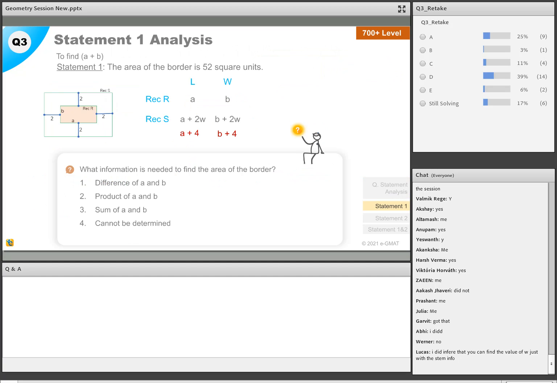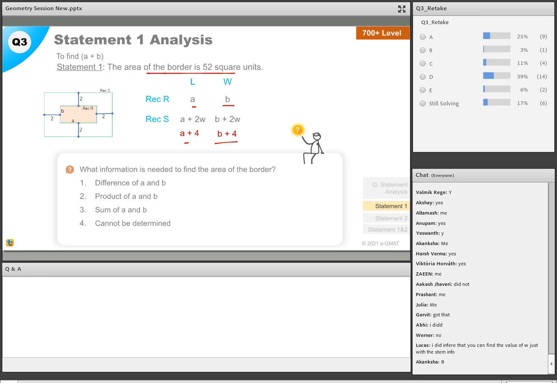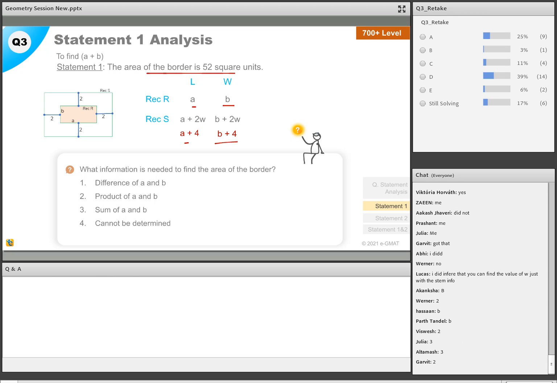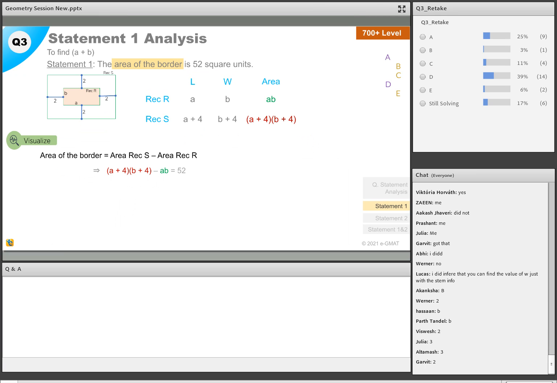Okay, so let's move ahead to the first statement. The first statement tells me that the area of the border is equal to 52 square units. Now I know that the lengths and widths of rectangles R and S are these. Now, what information is needed to find out the area of the border? Please tell me. According to these four options, which one do you think is true? Absolutely. We need to find out the product of A and B, but do we need it?